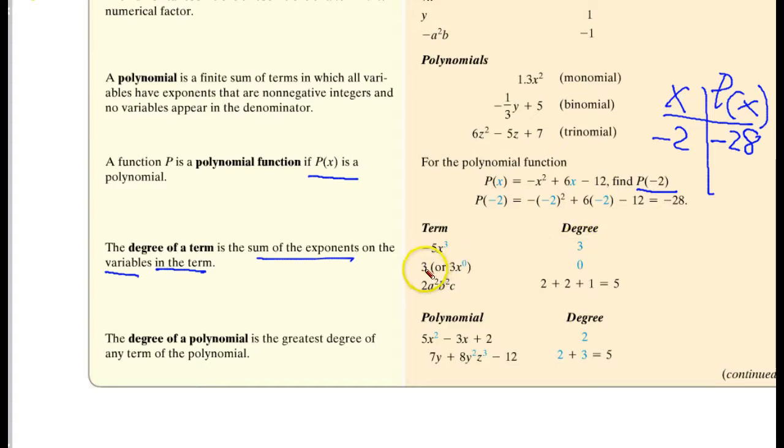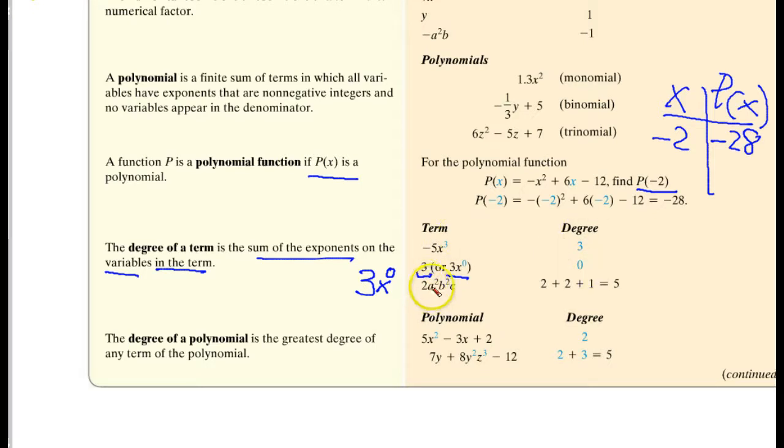Now here there is no variable, but you might think of it as 3 x to the 0 power, and the 0 power is 1. X to the 0 power is 1, so 3 times 1. So in a sense, the degree is 0. So where do we get the 0 from? Well, we're imagining that it's x to the 0, although it's not written there. That's why we say just the 3 by itself, its degree is 0.